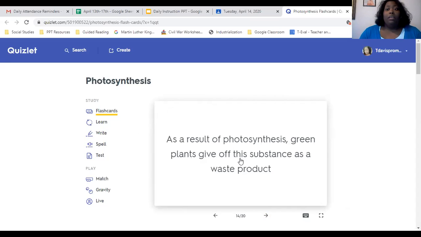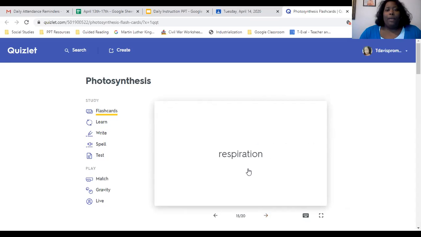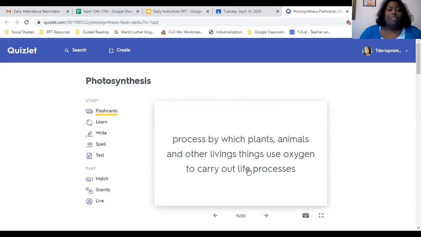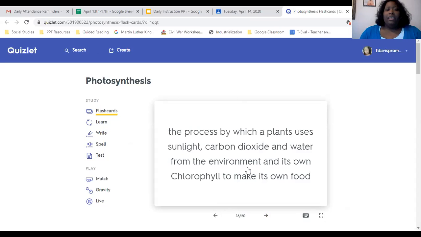So it needs these three things from its environment in order to make its own food. Oxygen, again, many definitions. But as a result of photosynthesis, green plants give off this substance as a waste product. Respiration. So respiration is a process by which plants and animals and other living things use oxygen to carry out life processes. And then photosynthesis. Again, it's the process by which a plant uses sunlight, carbon dioxide, and water from the environment and its own chlorophyll to make its own food. And plant food is called, that's right, glucose.